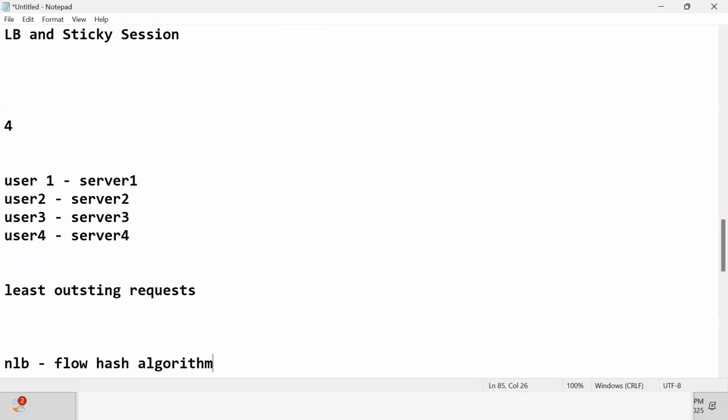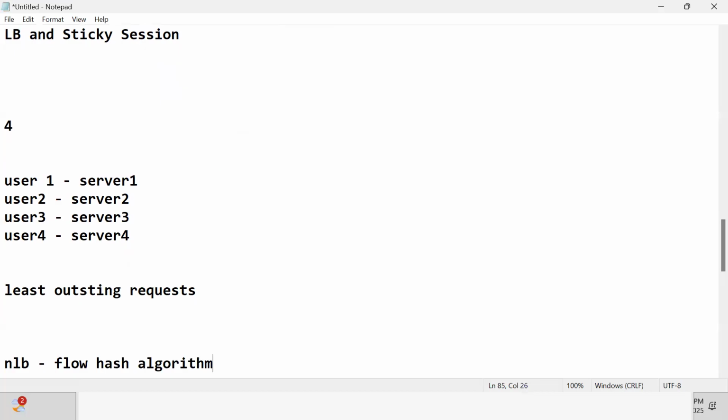It is going to connect based on the 5 settings. That is the flow hash algorithm. It depends upon the source IP, source port, destination IP, and destination port number. So it's going to support that. But here, the application load balancer is simple.